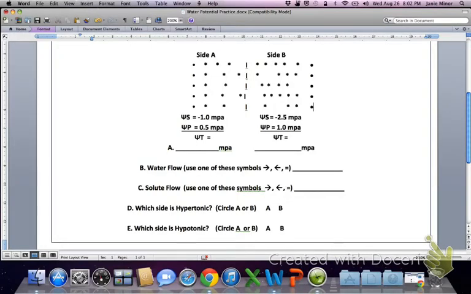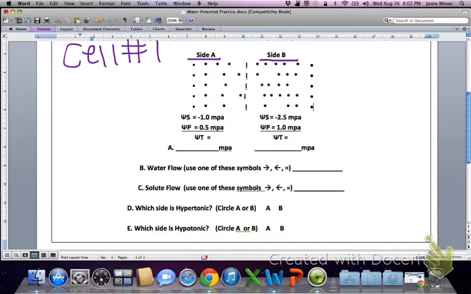Hey there, pre-AP. I know we didn't get to finish our water potential problem today, so let's try to get some things cleared up so that you can try cell number 2 for homework tonight. So what we're going to do is, remember, this is cell number 1. We have side A and we have side B.